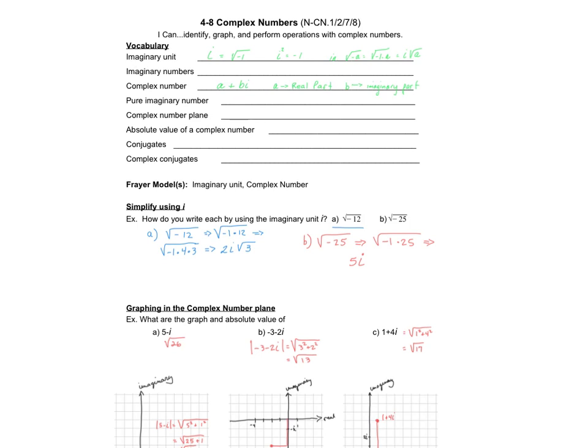And a complex number has both a real and an imaginary part, and the imaginary unit is what is attached or combined with the symbol i.